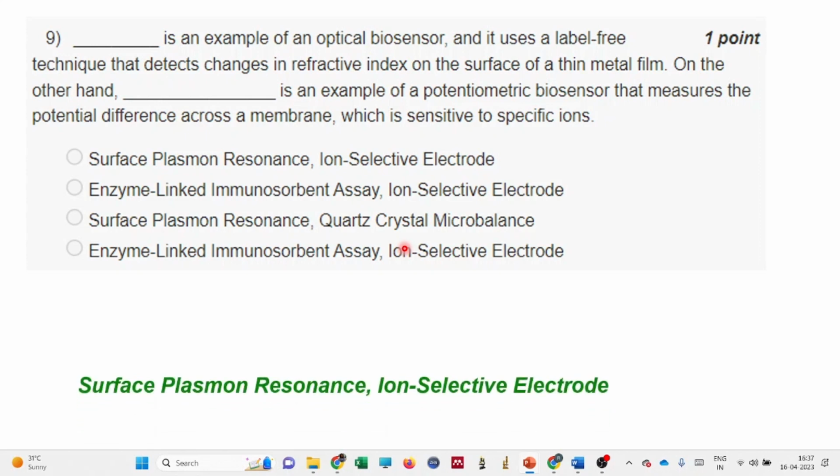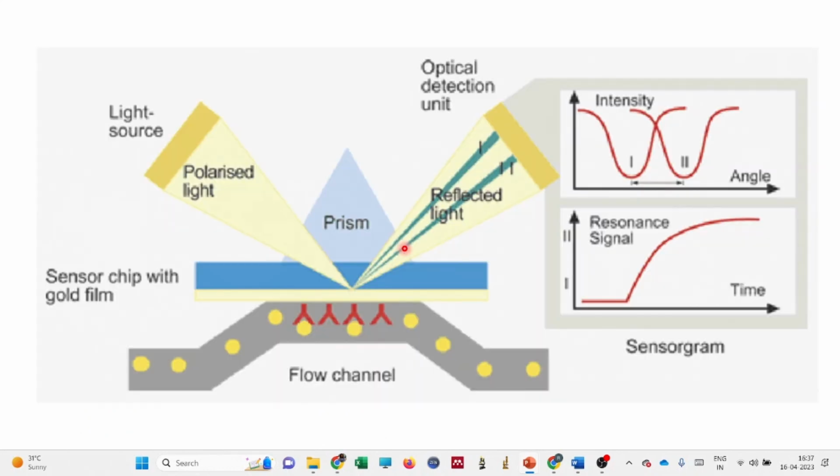So yes, the first option is correct. It's the surface plasmon resonance, or what we call the SPR technique. SPR biosensors belong to the label-free optical biosensing technologies. The SPR method is based on optical measurement of refractive index changes associated with the binding of analyte molecules in a sample to biorecognition molecules immobilized on the SPR sensor.